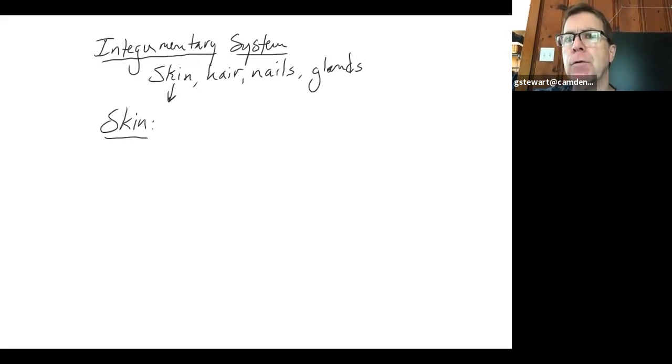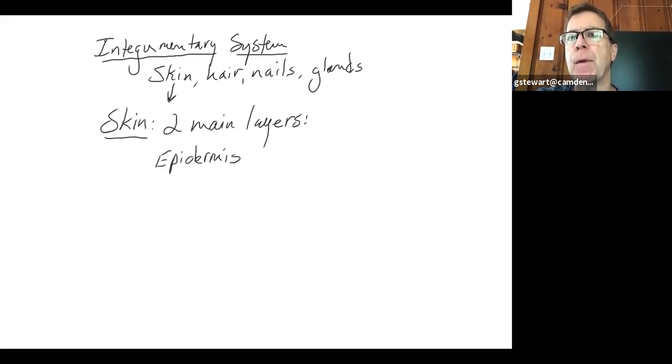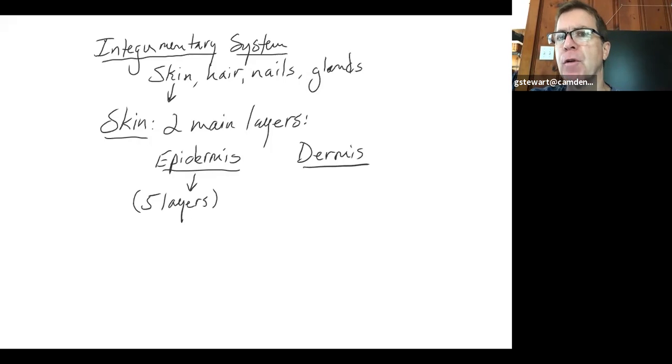First, there are two main layers in the skin. The epidermis and the dermis. Within the epidermis, there are 5 sublayers within that epidermal main layer. And the dermis has 2 layers to it, or 2 sublayers if you want to think of it that way.